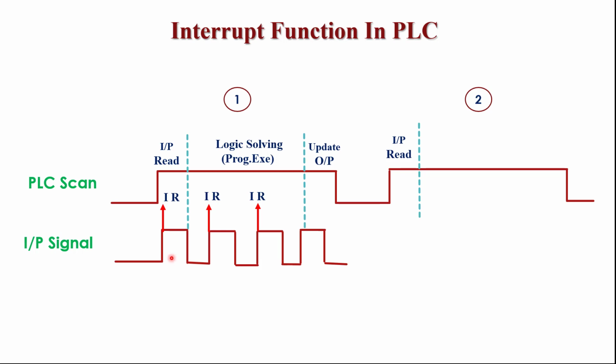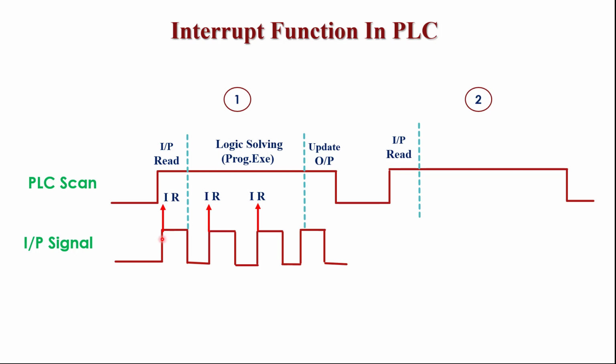So if this mismatch occurs between the PLC scan time and the input signal frequency, the PLC does not give the accurate output and does not read the second, third or fourth pulse. So what do we do? Here we use the interrupt function. Before giving the input signal, we send an interrupt request signal. When the PLC CPU reads this interrupt request signal, the CPU understands this is an immediate or urgent signal. We read this signal and then we execute the program.